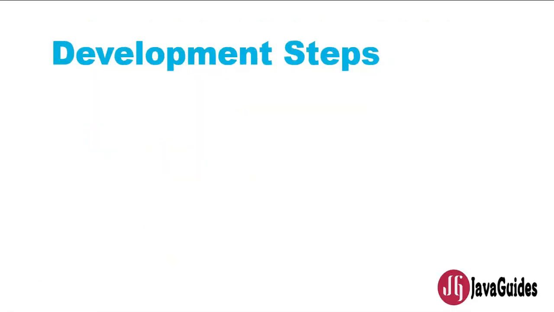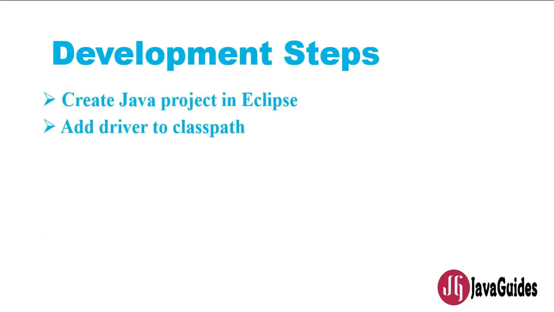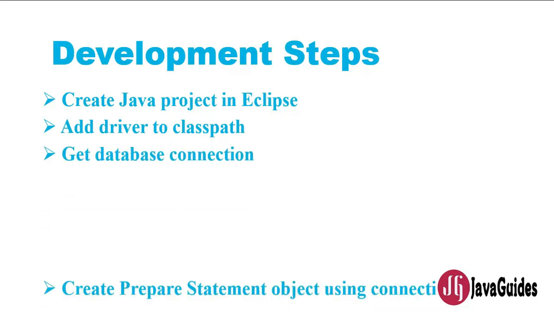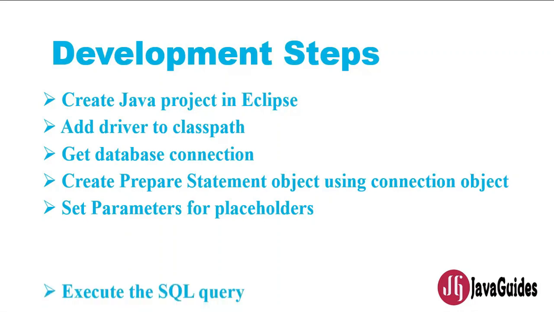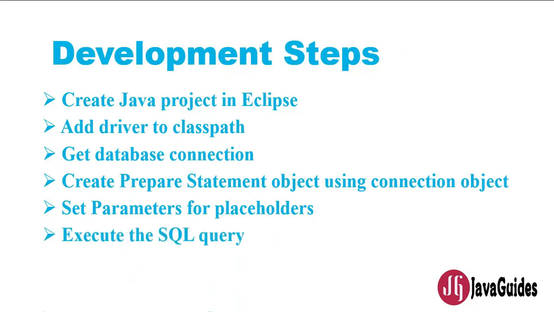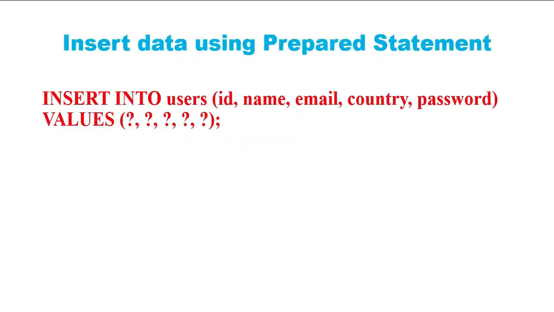All right, so let's have a look into the development steps. I really like this slide because it outlines what we need to do. First, we create a Java project in Eclipse IDE. We add the JDBC driver, we get a connection with the MySQL database, and we create a PreparedStatement object using the connection object. We set the parameters for placeholders and we execute the SQL query, and finally we process the result set.